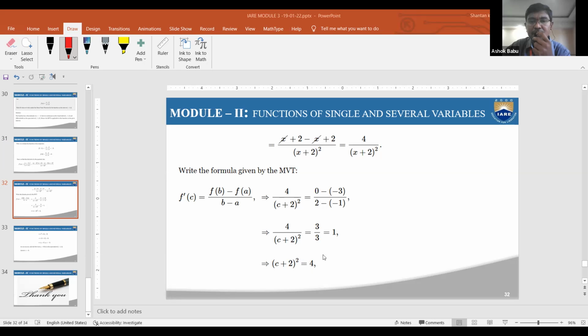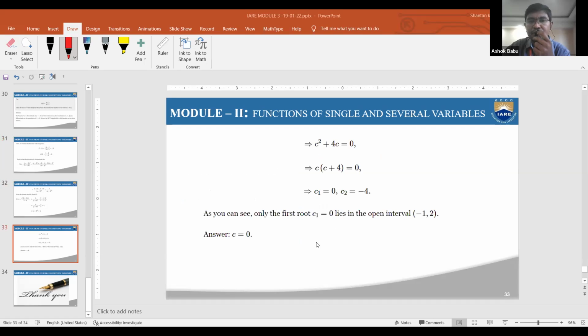Therefore, after cross multiplication, you obtain (c plus 2) whole square is equal to 4. Therefore, with the help of this equation, c into (c plus 4) is equal to 0. Take out common c. Therefore, c is equal to 0 and minus 4. But here minus 4 is not required, as it is not in the given interval. Only 0 is satisfied. Therefore, Lagrange's mean value theorem is satisfied.